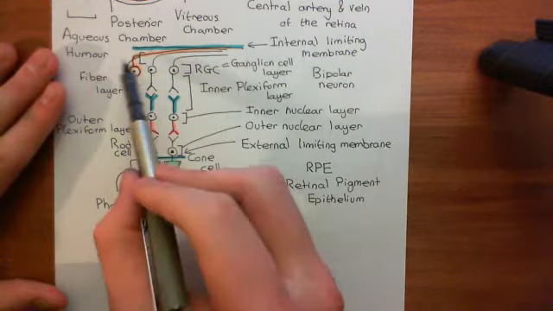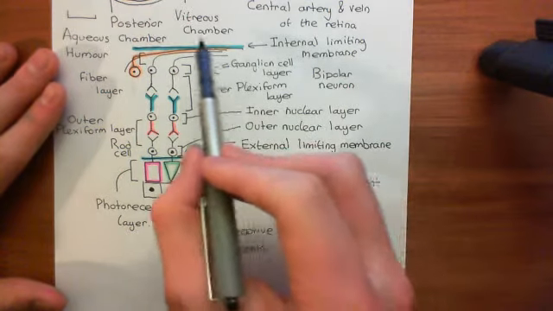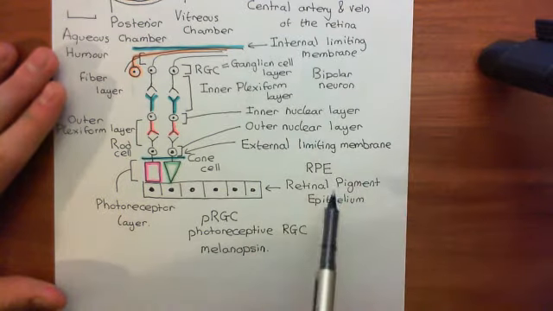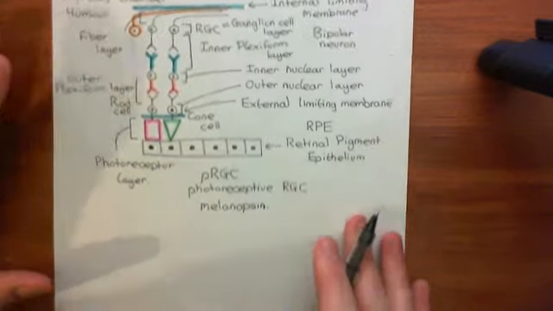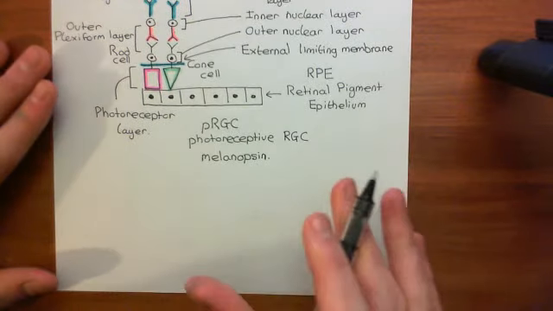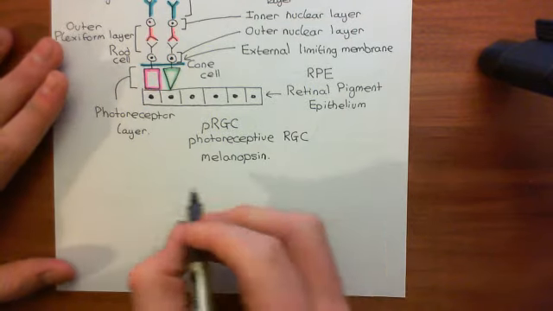Okay, the axon then of the ganglion cell is going to go into the nerve fiber layer, and this then is going to go into the optic nerve, and it's going to go towards the suprachiasmatic nuclei. So these photoreceptive ganglion cells then send their axons to the suprachiasmatic nuclei.